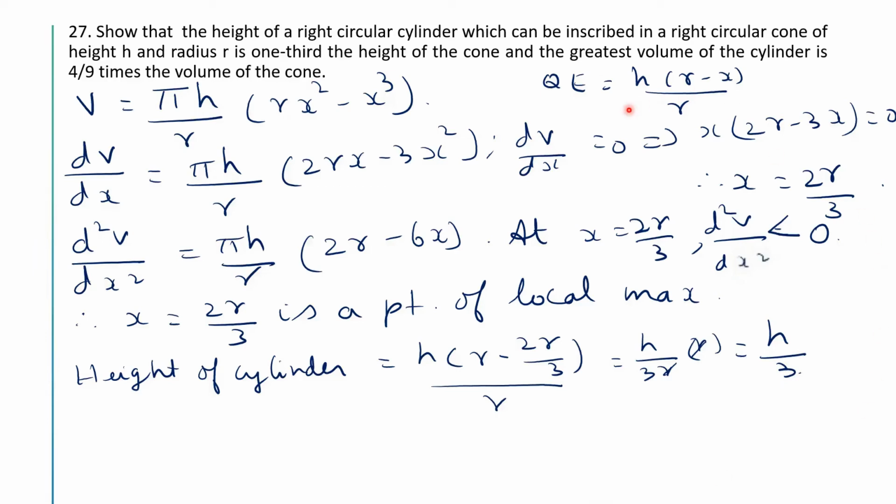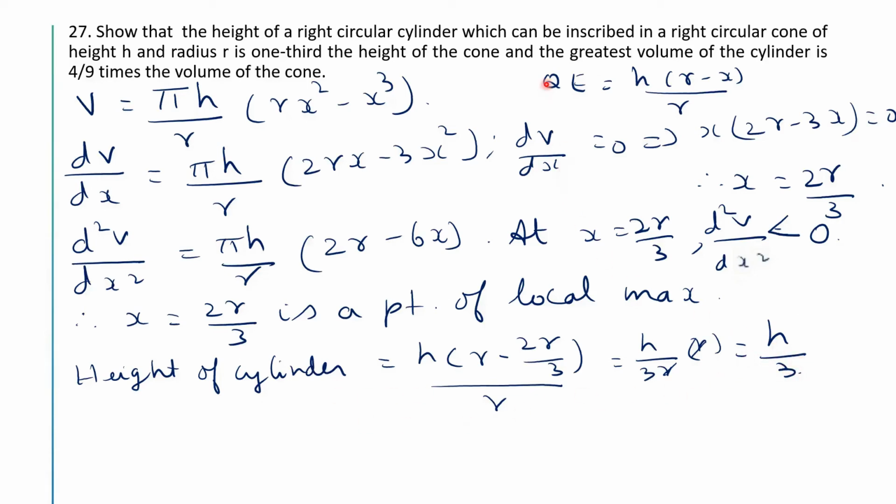So here it is asked to show that the height of the cylinder should be 1/3 the height of the cone. So we have got the height of the cylinder as H by 3, where H is the height of the cone. So the height of the cylinder is 1/3 the height of the cone.